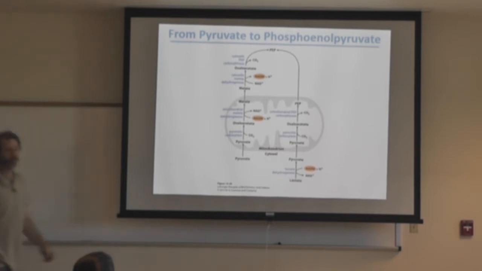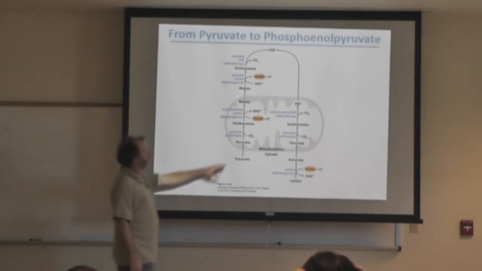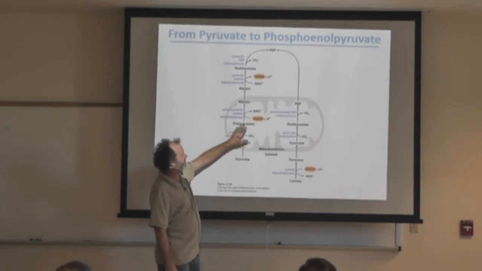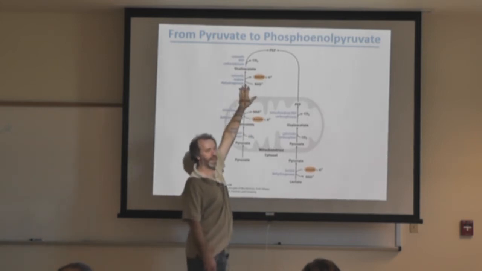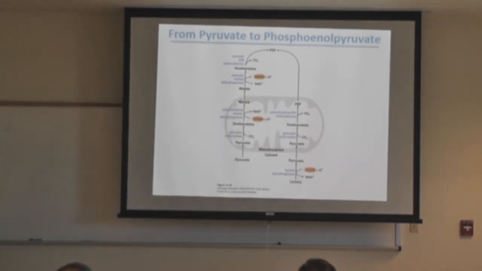PEP can then be converted to sugar through gluconeogenesis in the cytosol. But the oxaloacetate has to work its way out of the mitochondria, and it does that by being reduced to malate, because it can't be transported directly. Those are two separate mechanisms, right? Yeah.